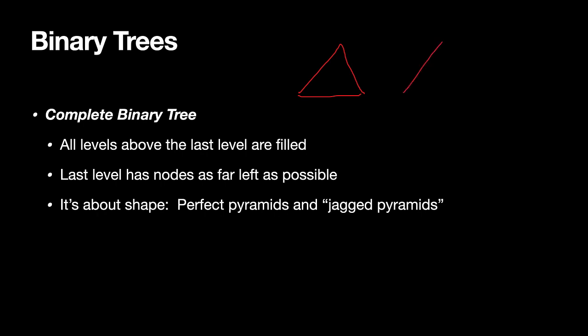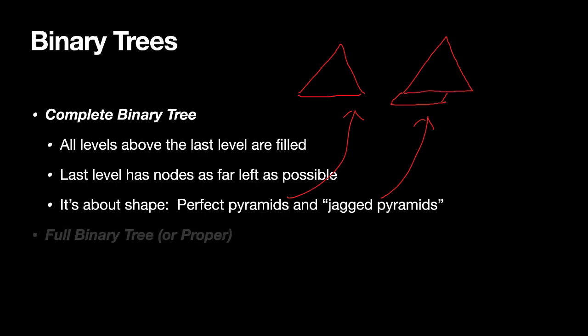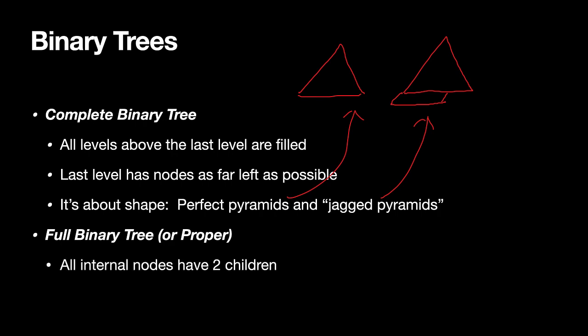Also, if we have something that's a perfect pyramid up to the last level, and the last level is filled in from left to right, but maybe not completely full. I think of this as being either the perfect pyramid or the jagged pyramid, where the very bottom right corner of the pyramid may be cut out. There is a similar concept that we'll also be using, a full binary tree or a proper binary tree. The concept of being full or proper is about internal nodes, non-leaf nodes, having 2 children.